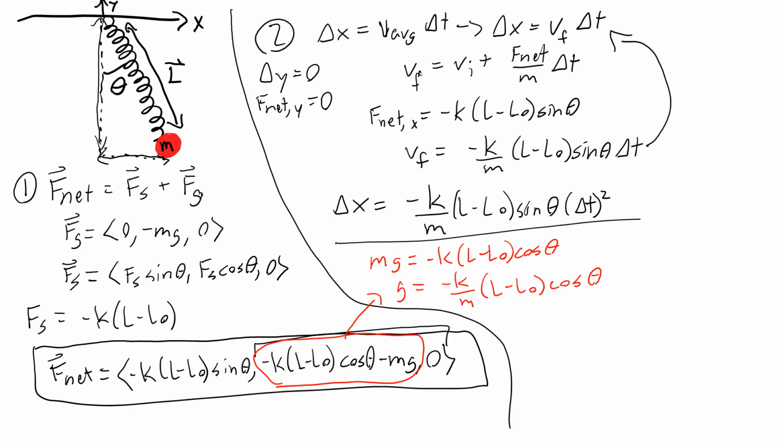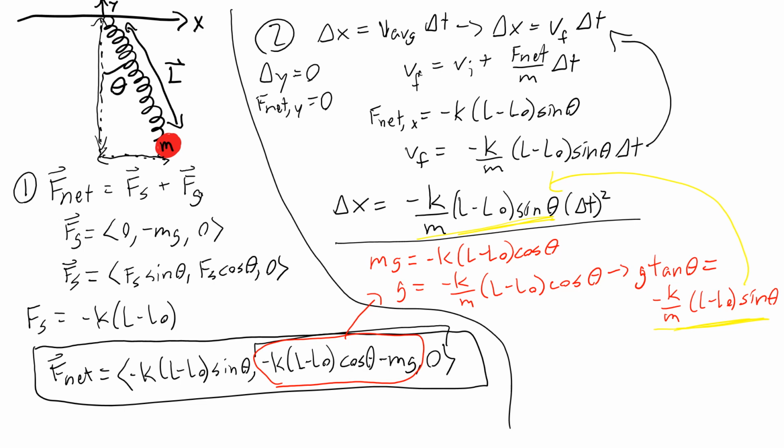To get rid of this cosine and have a sine instead, all we need to do is multiply g by tan theta. What that's going to do is multiply by a sine and divide by a cosine, so that cosine is going to cancel out. We'll be left with g tan theta is equal to negative k over m (L minus L naught) sine theta. And this is very good because we can plug this in with this over here.